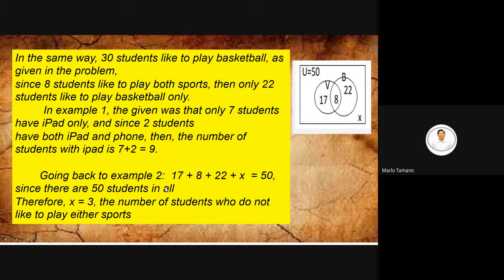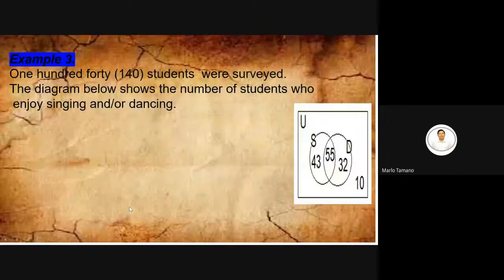Going back to example 2, 17 plus 8 plus 22 plus x, which is 3, is equal to 50. You can verify, you can check if it is correct. Since there are 50 students in all, therefore x is 3. Naintindihan? So the number of students who do not like to play either sports is 3. Tatlo lang po yung ayaw. Naintindihan po?